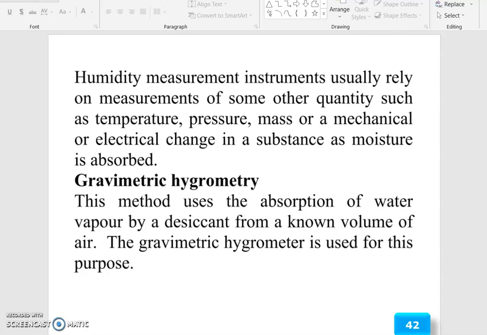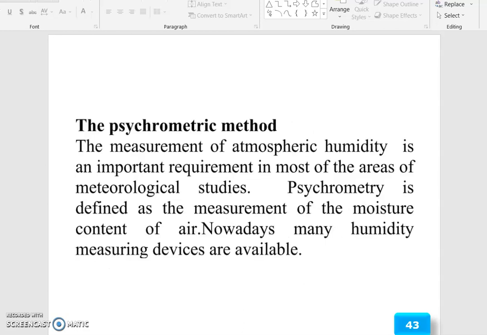So humidity measurement instruments usually rely on measurement of some other quantity such as temperature, pressure, mass, or a mechanical or electrical change in a substance as moisture is absorbed. Gravimetric hygrometry. This method uses the absorption of water vapor by a desiccant from a known volume of air. The gravimetric hygrometer is used for this purpose. The psychrometric method. The psychrometer is defined as the instrument for measurement of the moisture content of air. Nowadays, many humidity measuring devices are available.